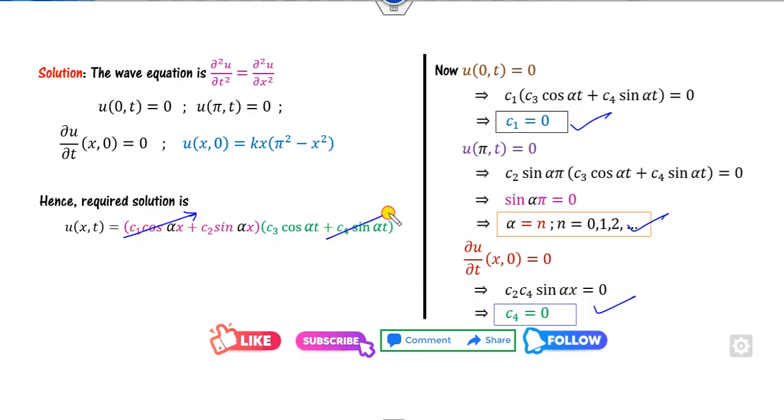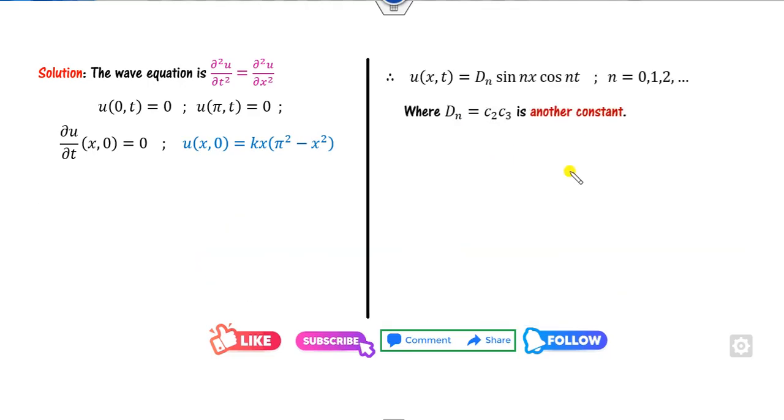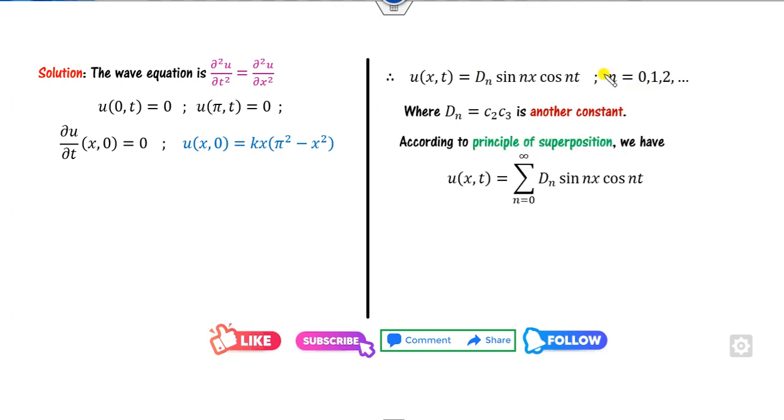This will be 0, this will be 0, and if you multiply them, it is C2 C3, alpha will be n, that is a sine and cosine. So this quantity I call another constant Dn. Now since it consists of more than one value, again I can apply the principle of superposition. Again you can see what is the value of n equal to 0? If you substitute here, sine 0 will be 0. So either you can start from 0 or you can write 1. That's the same meaning for this case.